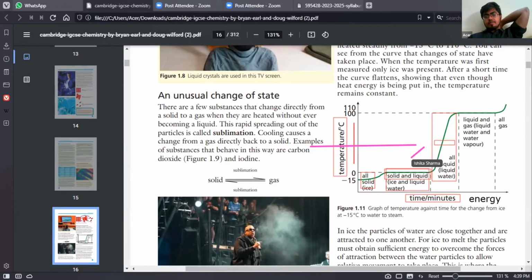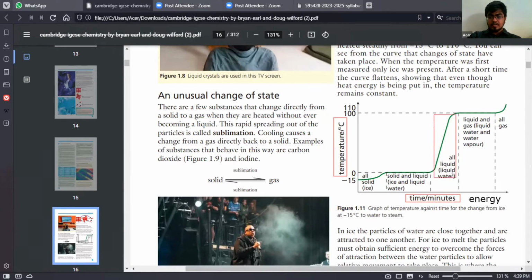Of course, it can't be both at the same time, but in this area particularly, you'll be able to see that it has started getting converted from solid to liquid, but it can still be called solid. Unless all of it is converted into liquid, you cannot say that it's a liquid, right? Exactly.